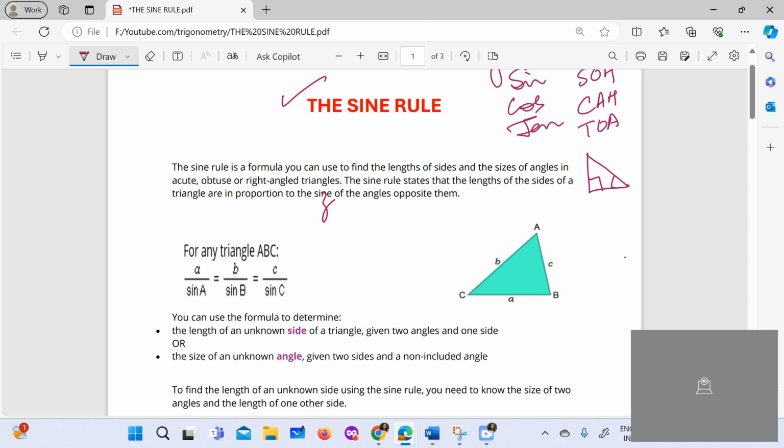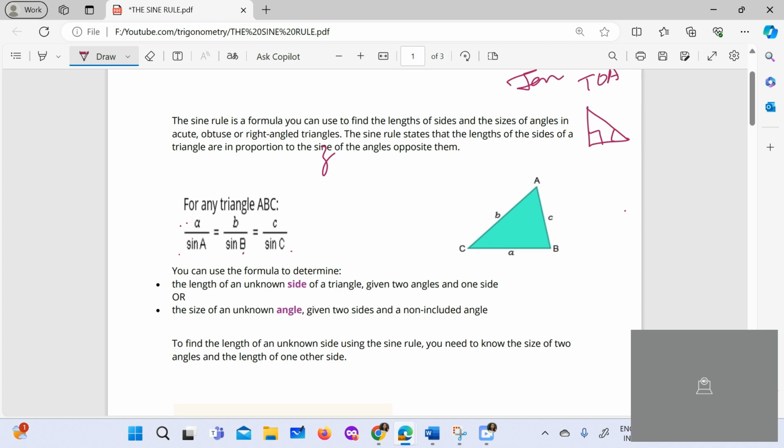Okay, so following that, we have for any triangle ABC, a upon sine A is equal to b upon sine B is equal to c upon sine C. So you can see that the length of side is in proportion to the corresponding angle. Okay, now let's see how to figure out which angle and which side.